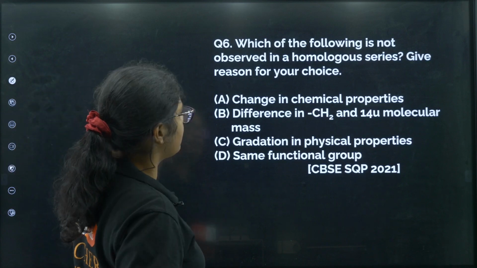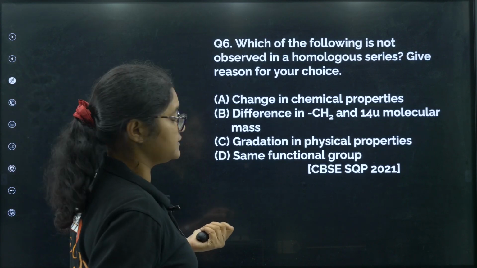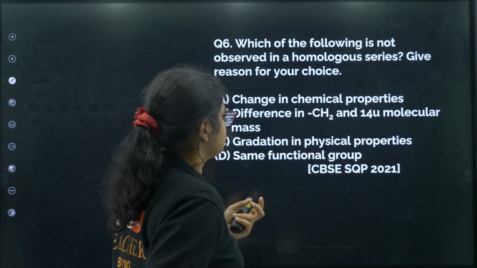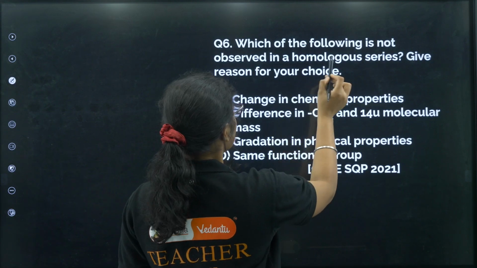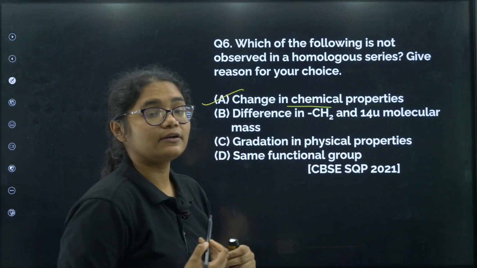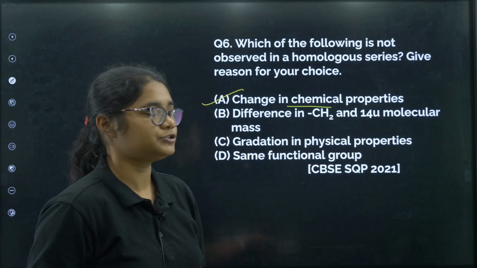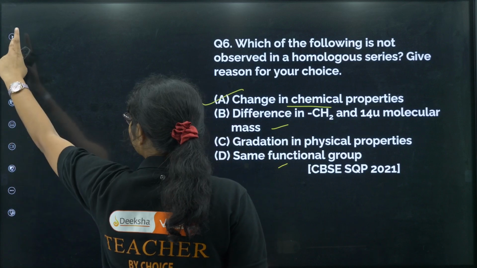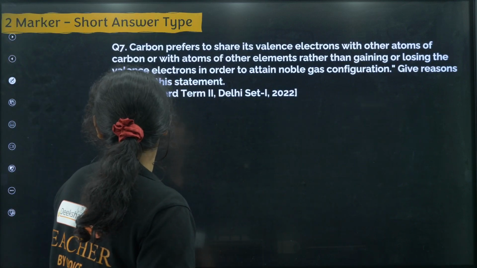Next is, which of the following is not observed in a homologous series? Give reason. So change in chemical properties, difference in CH2, not observed, right? So there is no change in chemical properties because they have the same functional group. This is correct, and this is also correct. Okay. Now we'll go to the 2-marker type questions.